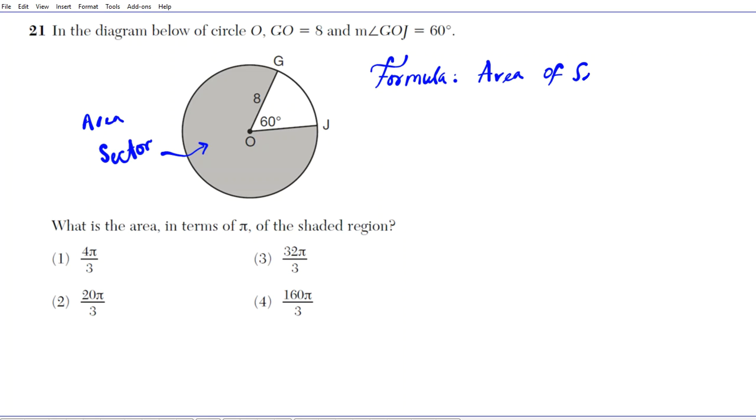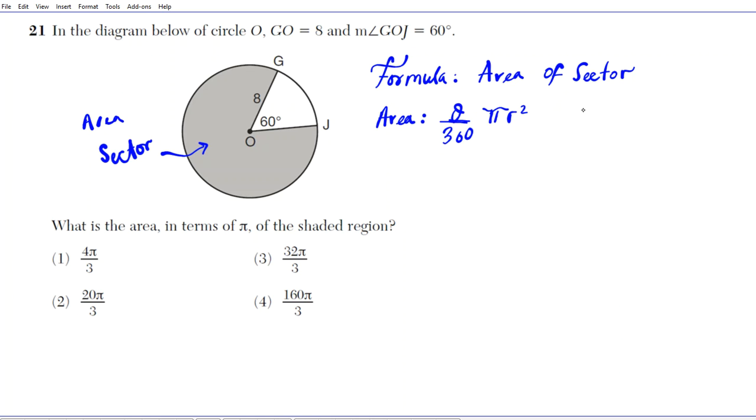Depending on the unit of the angular measure, that will determine what formula you're using. So the area is theta, the angle, divided by 360 times pi r squared. It's basically the fraction of the area. This is the area right here. Theta over 360 is a fraction of the entire area. Multiply by the whole area, that will give you the area of the sector.